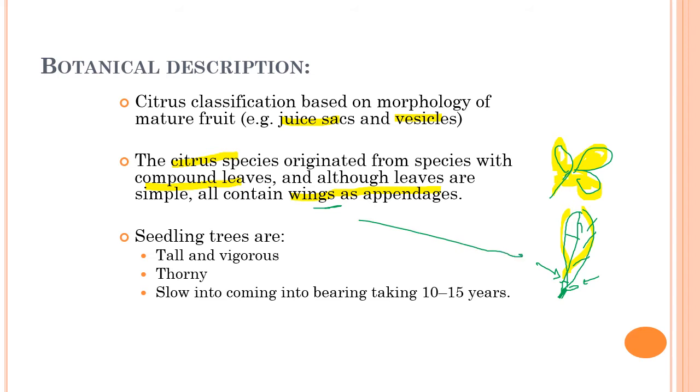The seedlings are tall. If you grow citrus from seed, they become very tall. They will have thorns. They are thorny. They're very tall, and they don't mature quickly. It takes a very long time, 10 to 15 years. Even when you do lime, it takes a long time to grow it from seed. So most people don't grow from seeds. So seedlings are like that. They take a long time.